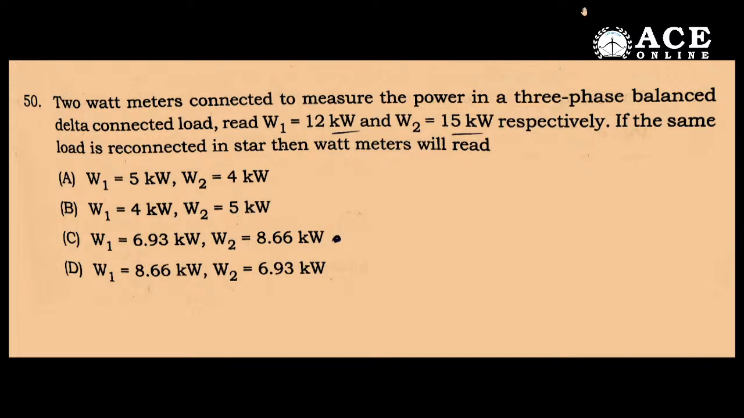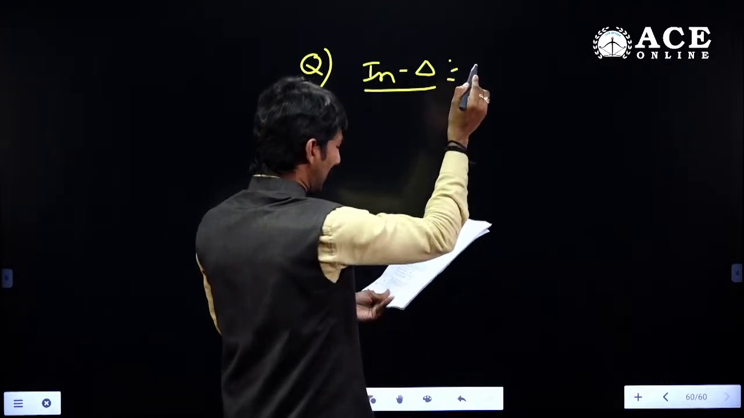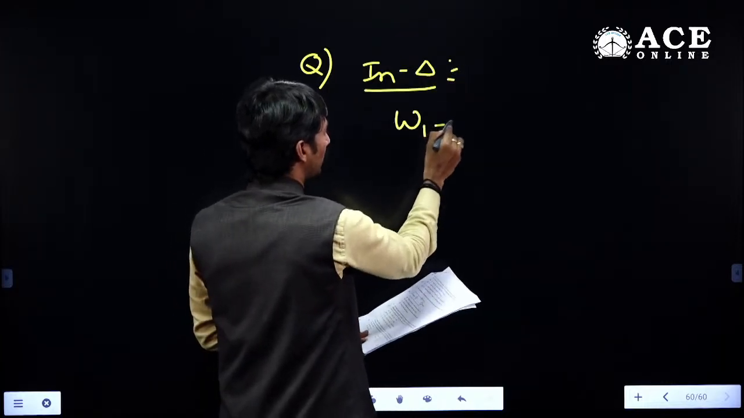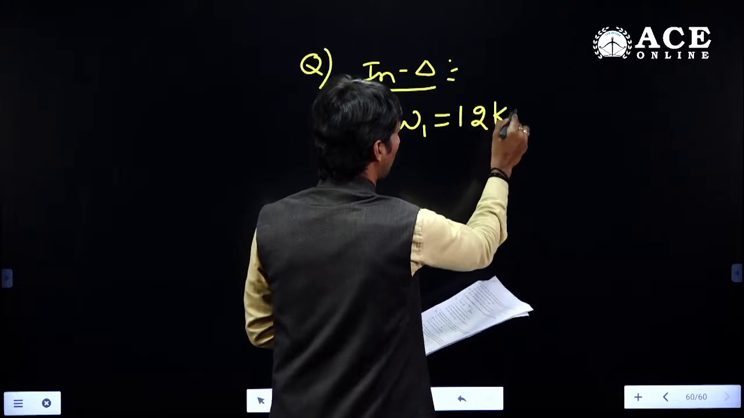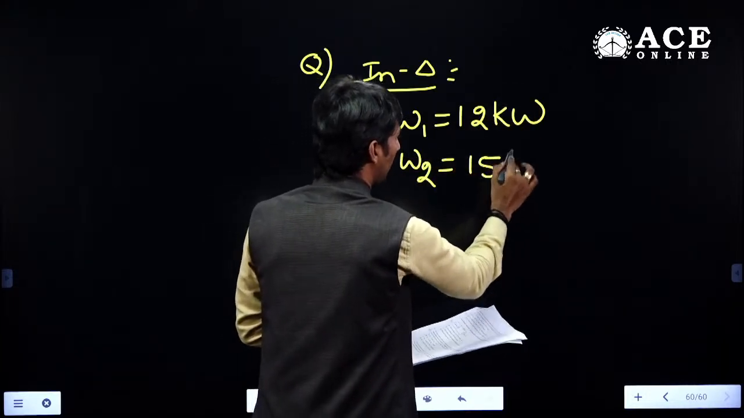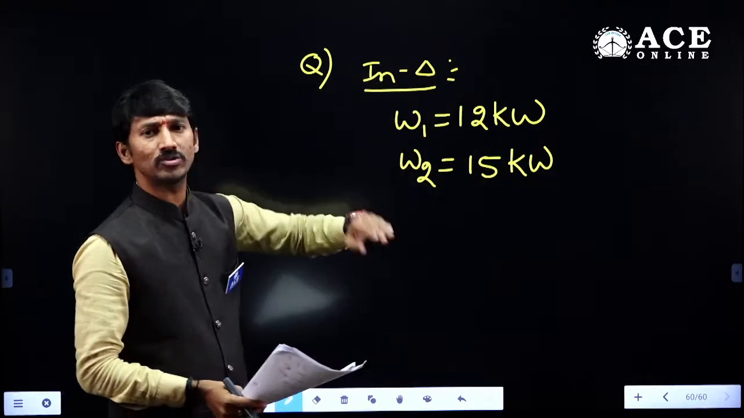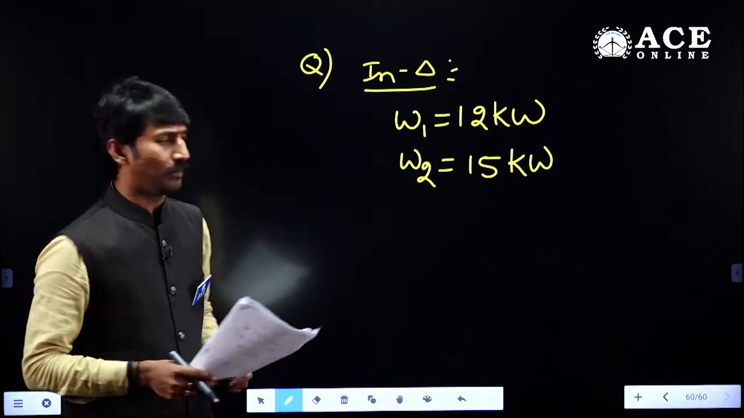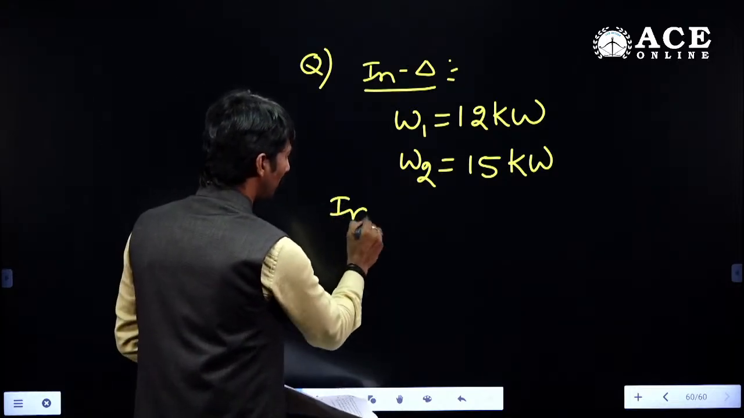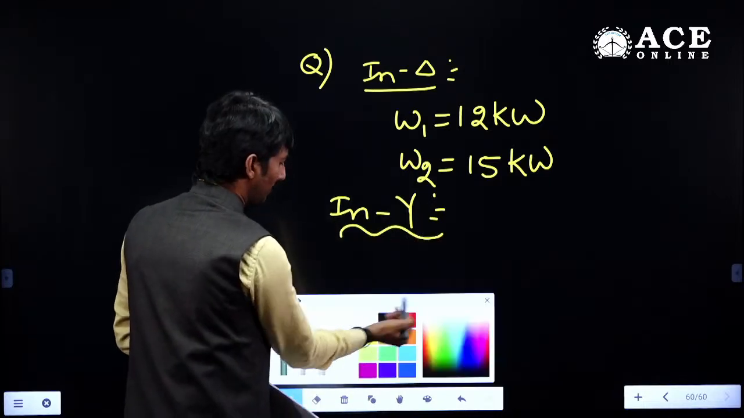Very simple. In the delta connection, what is the data he has given? W1 is equal to 12 kilowatt and W2 equal to 15 kilowatt. This is the data, so straight away we know the relation. The delta to star relation is 1 by 3 times. So I am writing here, in star connection, what is the value?